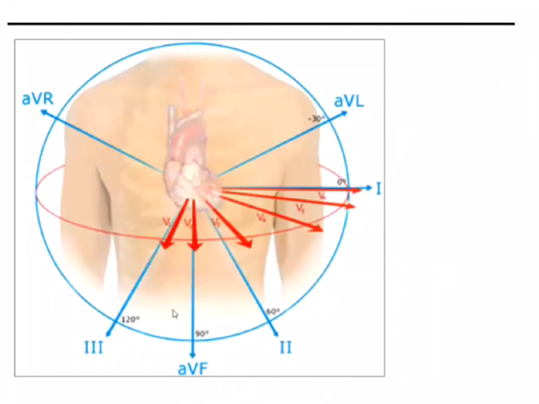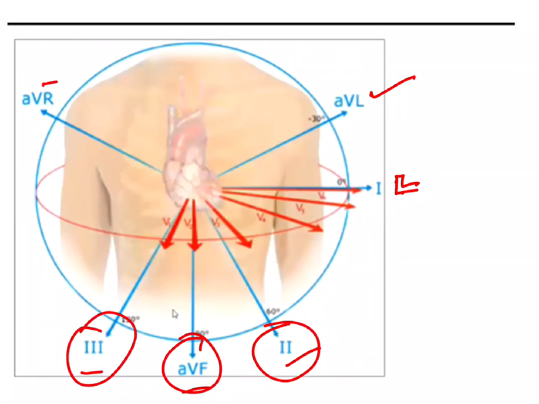Consider these leads as cameras. This is lead 1. Consider it as a camera, and how it looks at the heart. This is AVL. This is lead 2, AVF, lead 3. Leads 2, 3, and AVF are seeing the heart from below. That's why they are called inferior leads. Lead 2, 3, AVF are called inferior leads.